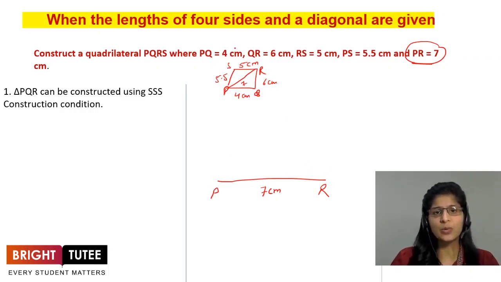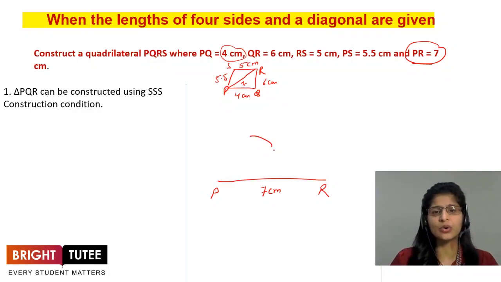So PQ is how much? 4 centimeter. So from point P, you will keep the pointer at point P and open the compass to 4 centimeter and make an arc on either side. Like you can draw it on the upside or the downside. It is all going to give you the same figure. So you will draw one arc of 4 centimeter.